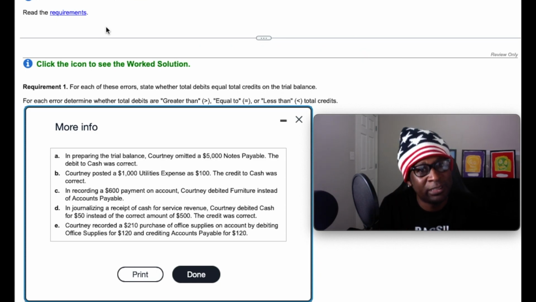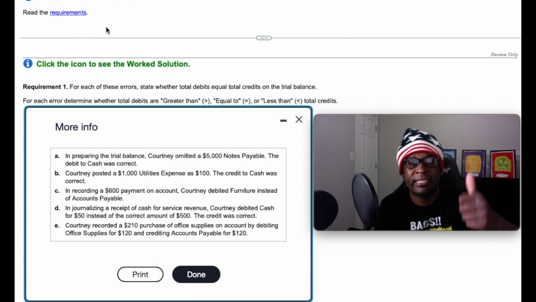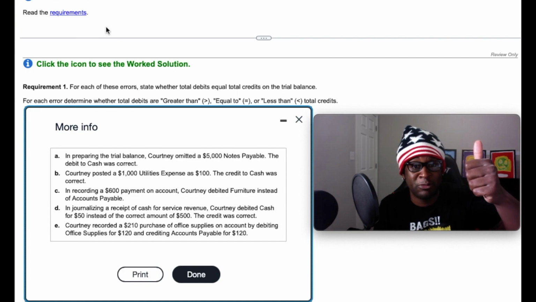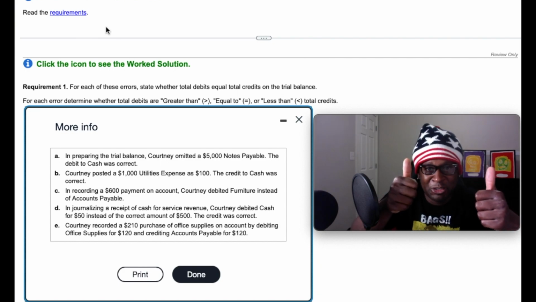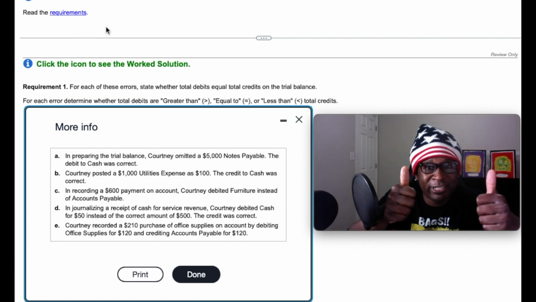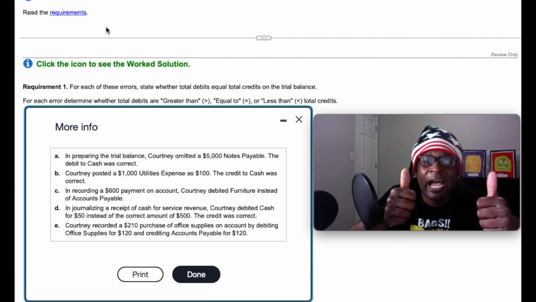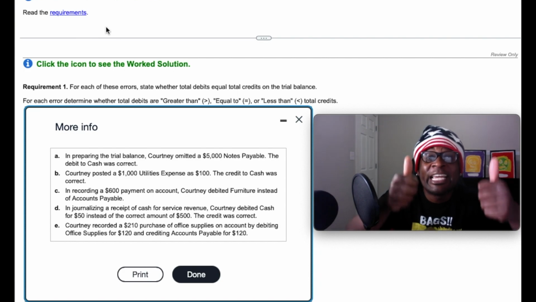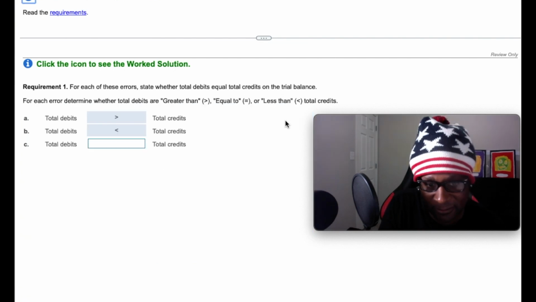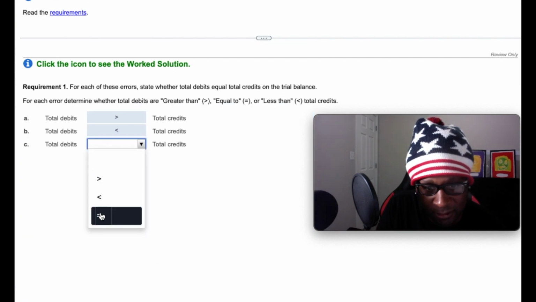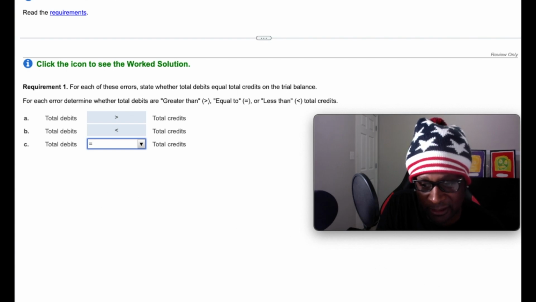So in summation, gang, we have a debit balance from furniture on the trial balance that's higher than what it should be, and we also have a credit balance from accounts payable that's higher than what it should be, both by $600. So guess what, gang? Our trial balance is what? Equal. Still wrong, but yet equal. So we're going to check that answer.